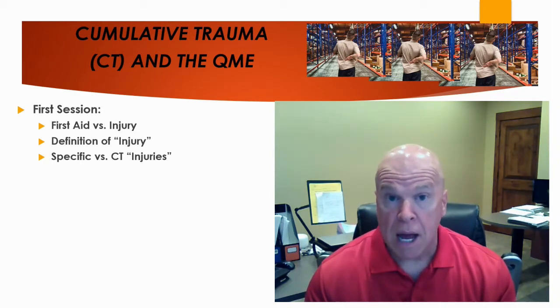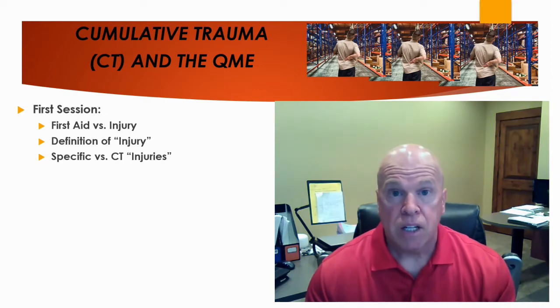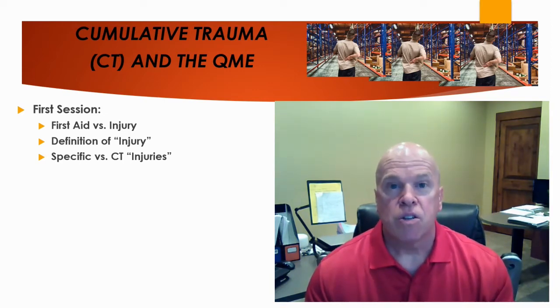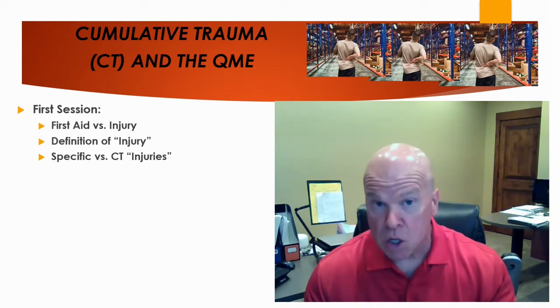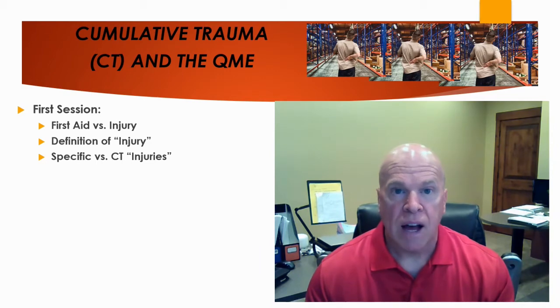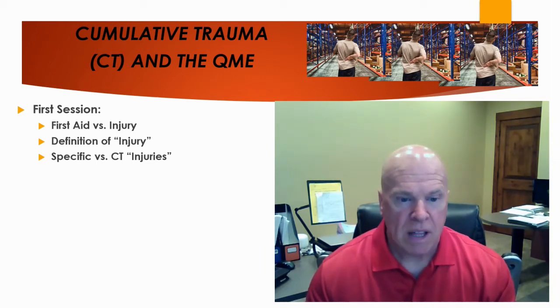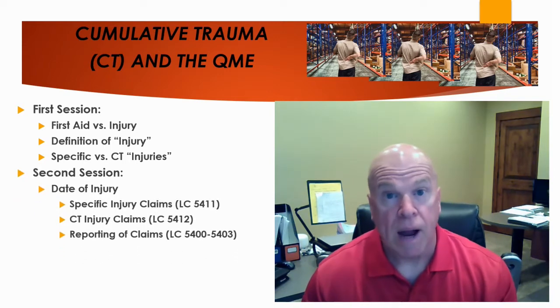So the first step in determining the presence or absence of an industrial injury is to establish the presence or absence of an actual injury, as that is defined in the California workers' compensation system. And we went into that discussion at great length.